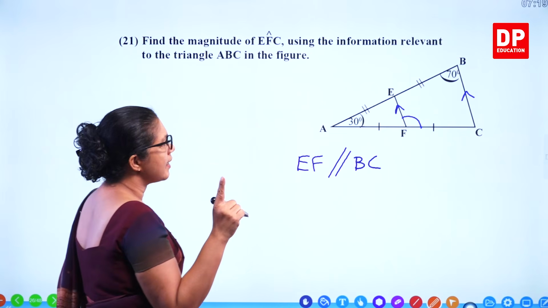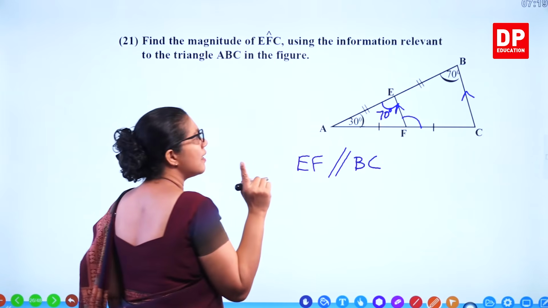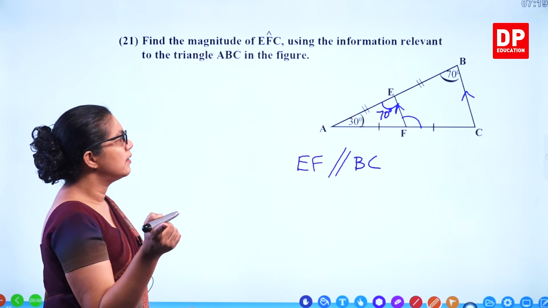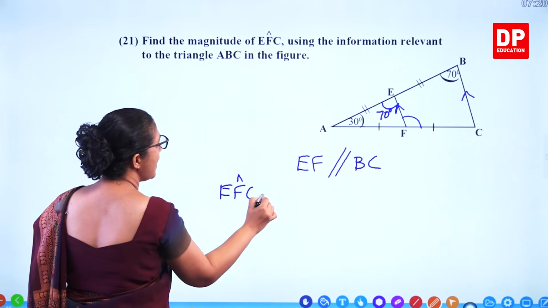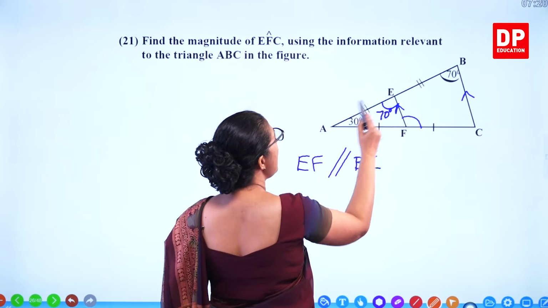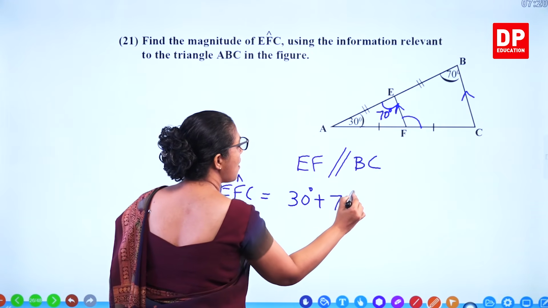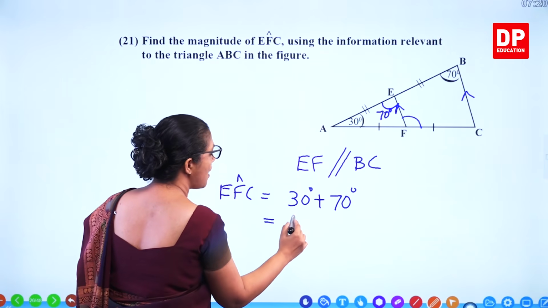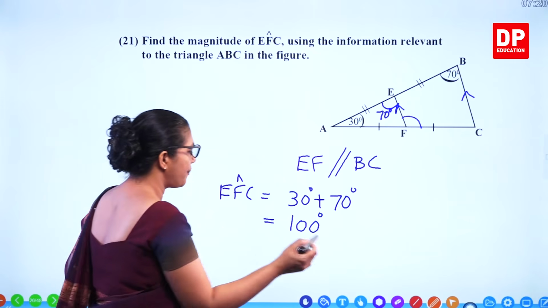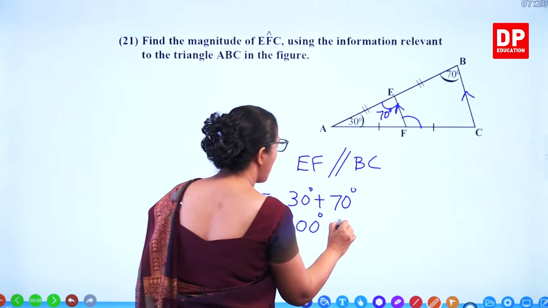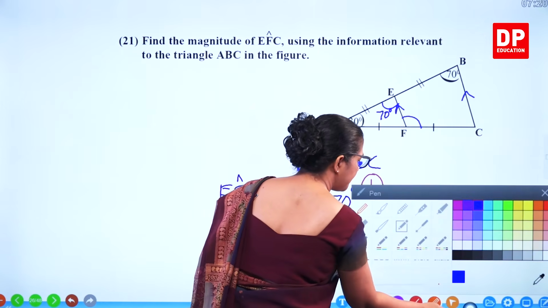If these are parallel, can you say if this is 70, this is 70? Corresponding angles are equal. Now you can easily find out EFC value. That's the exterior angle of this triangle AEF. So we add 30 and 70. Sum of opposite interior angles add up to exterior angle. So that's 100 degrees. So 2 marks, 1 mark for the correct answer and 1 mark for identifying the answer.